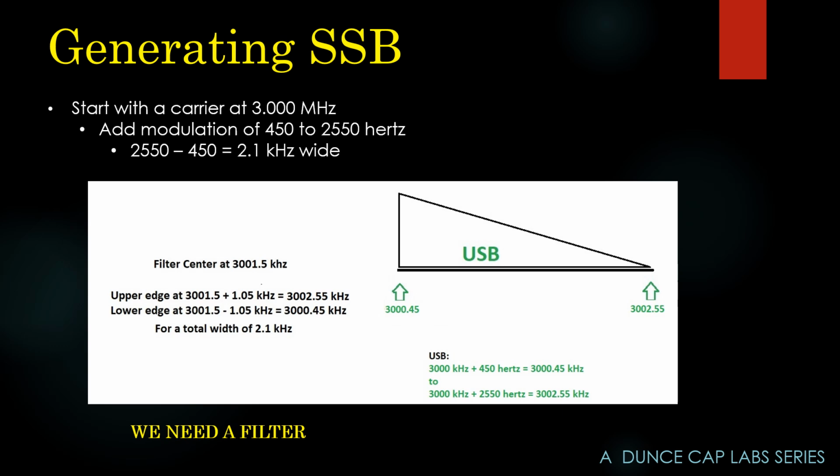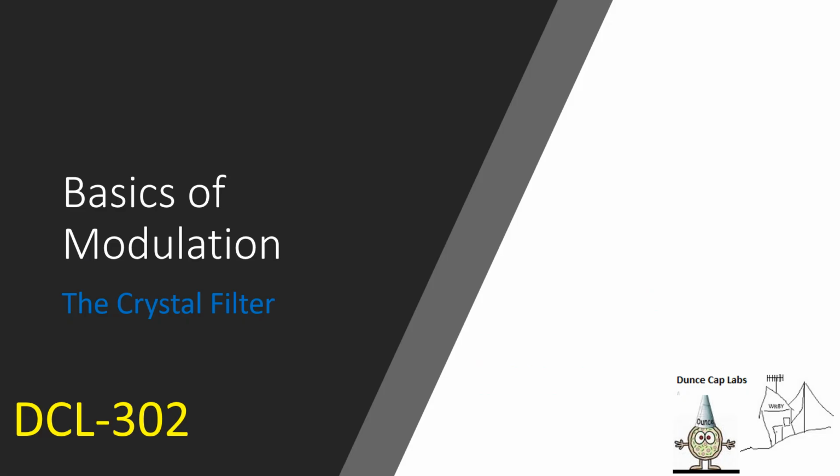Now, no tuned circuit in the world can do that. Fortunately, we have other ways of filtering. Someone gladly, happily, wonderfully invented the crystal filter. As you know, crystals oscillate at a certain frequency. But there's something else they do. You can pass a signal through a crystal, and it will only pass a very narrow band of frequencies.